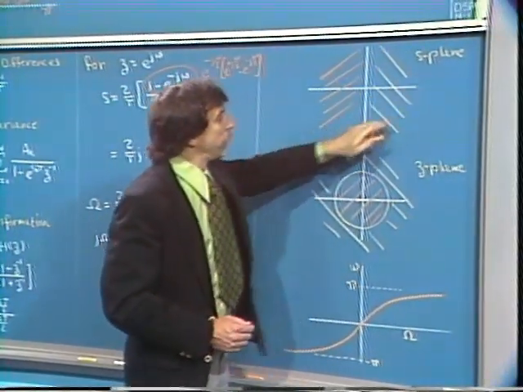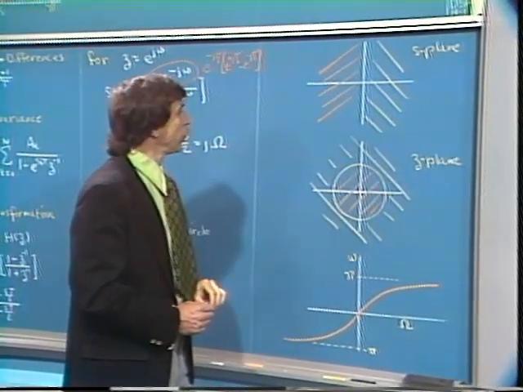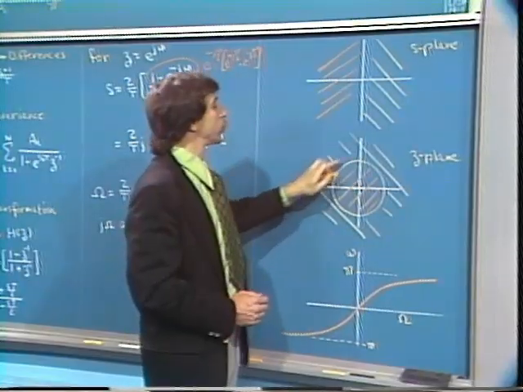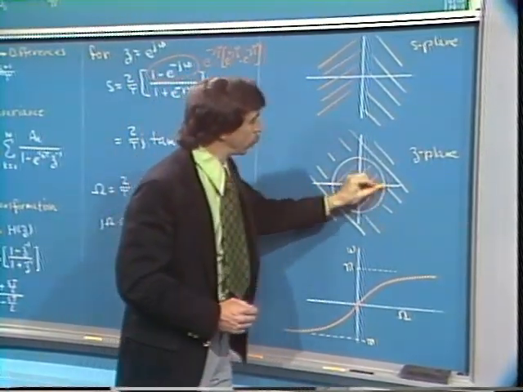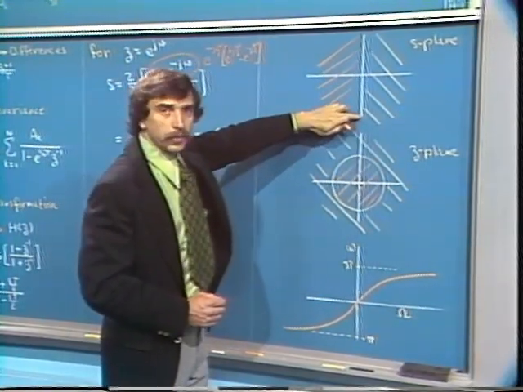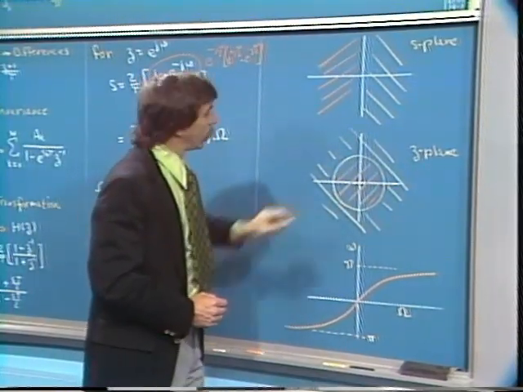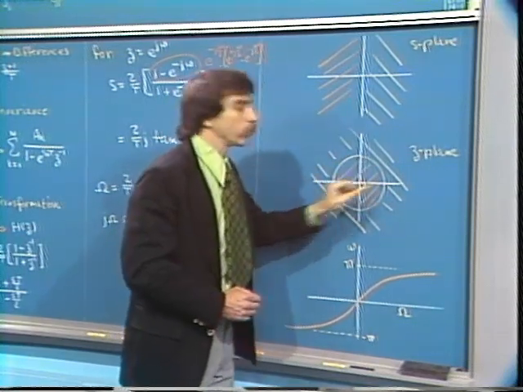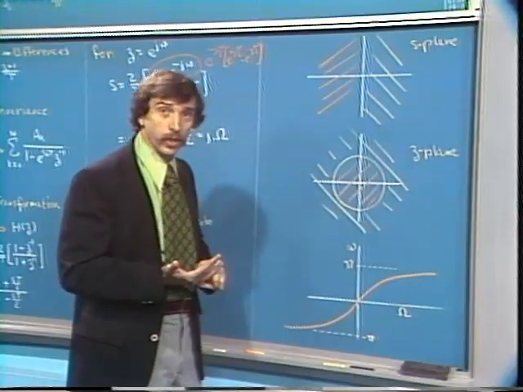Here we have the S-plane, and here we have the Z-plane. We have the relationship between the j omega axis and the unit circle, that the j omega axis gets mapped to the unit circle. And in fact, as capital omega runs from minus infinity to plus infinity, we map exactly once around the unit circle. Now that's an important point for two reasons.